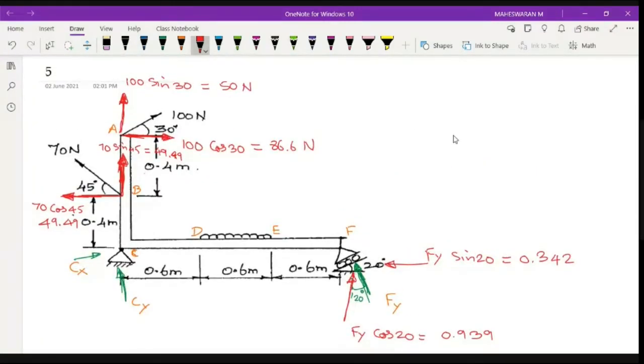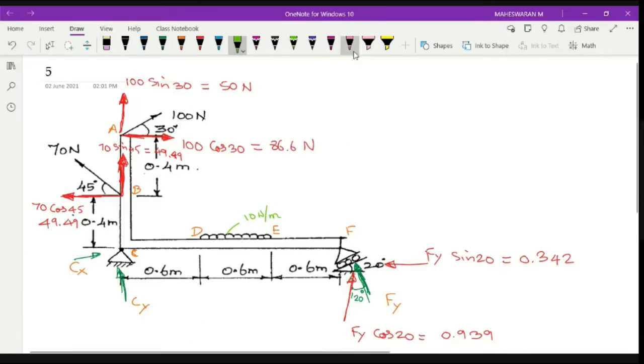Is there any other force? It is not given. So I think this value you consider as 10 Newton per meter. This is not given, I am considering that as 10 Newton per meter. So that's it, right? If you want, I can also convert this UDL to a point load. For better understanding purpose, you can also do that.